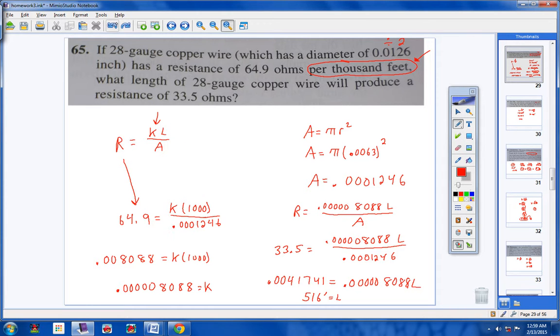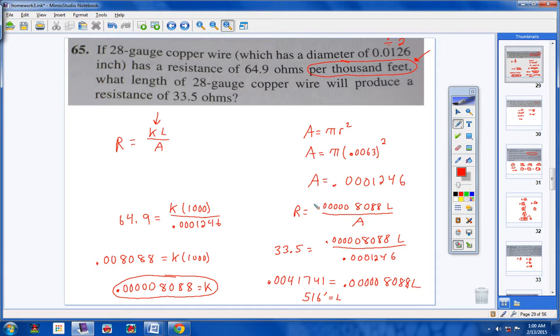Next, I just had to very simply solve this equation for K. I multiplied both sides by 0.0001246. When I did that, over here it canceled out, leaving me with this. And over here, 64.9 times 0.0001246 gave me this number right here. Then I divided both sides by 1,000, and I finally had K.